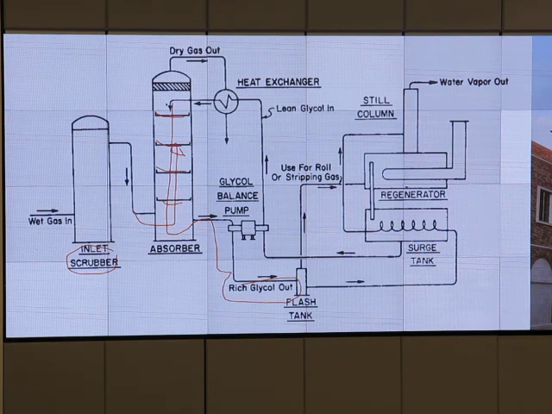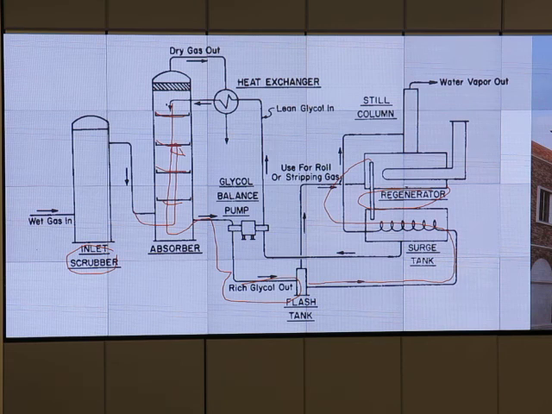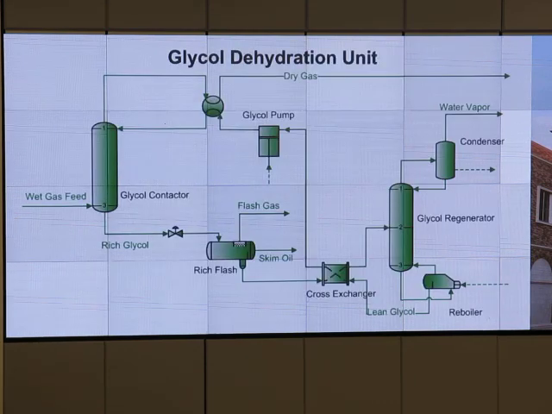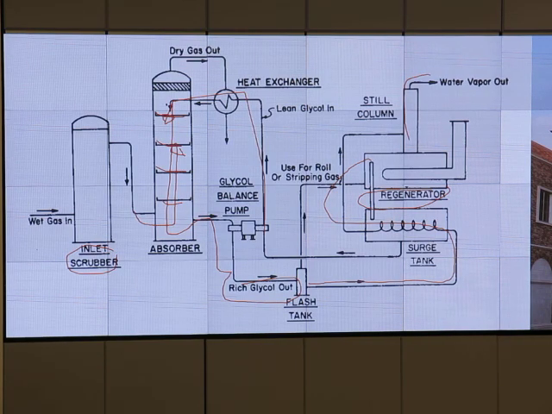And we regenerate it by heating it. We use this regenerator and heat it. When we heat it, water vapor comes out from the still column, and pure glycol goes back to the top again. Okay, that's the idea. So this is another picture. Okay, this one doesn't have an inlet scrubber.